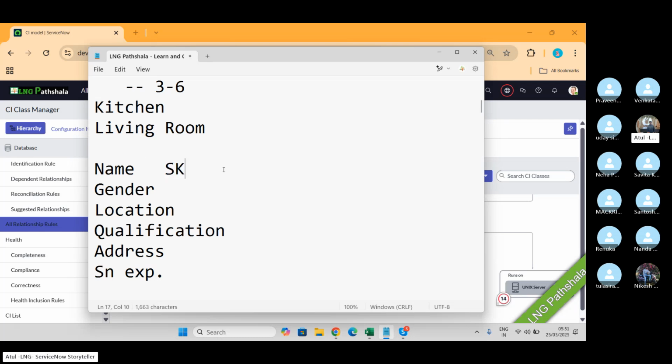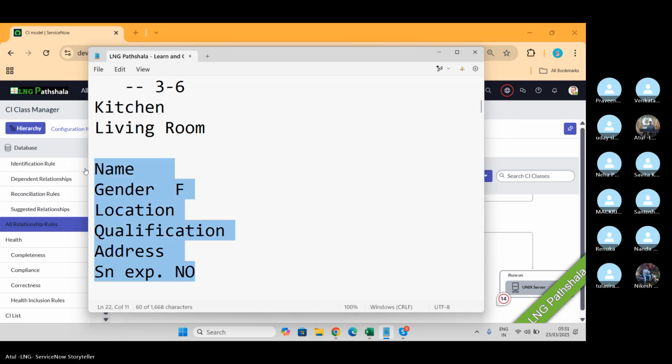She put the name. She left this out, left this out, left this out. Now can you tell me whether this form is complete or not? Or let's say she is filling the form but she left out this field. Now by seeing this, what can you conclude? Is this form completed? No, incomplete. What is the minimum field required to complete this form?